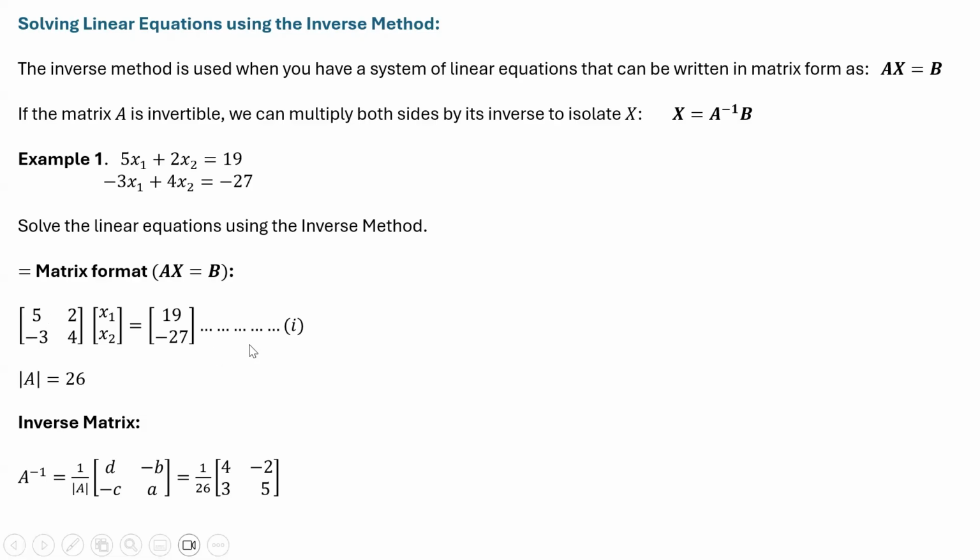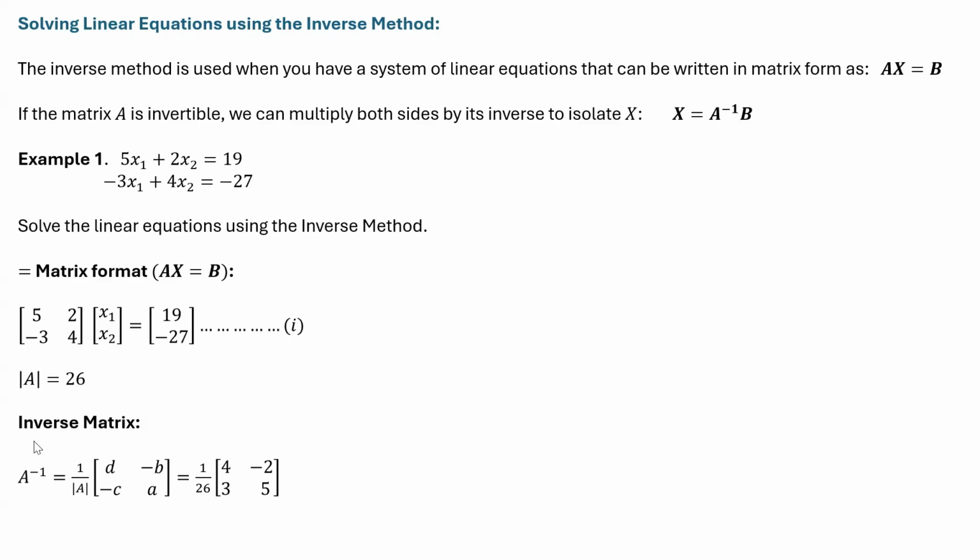Now we're gonna find the determinant. Because we are using the inverse method, the determinant is required to find the inverse matrix. So yeah, the determinant would be 26. How? So 5 times 4 is 20. So minus would be plus, then 3 times 2 would be 6. So 20 plus 6 would be 26.